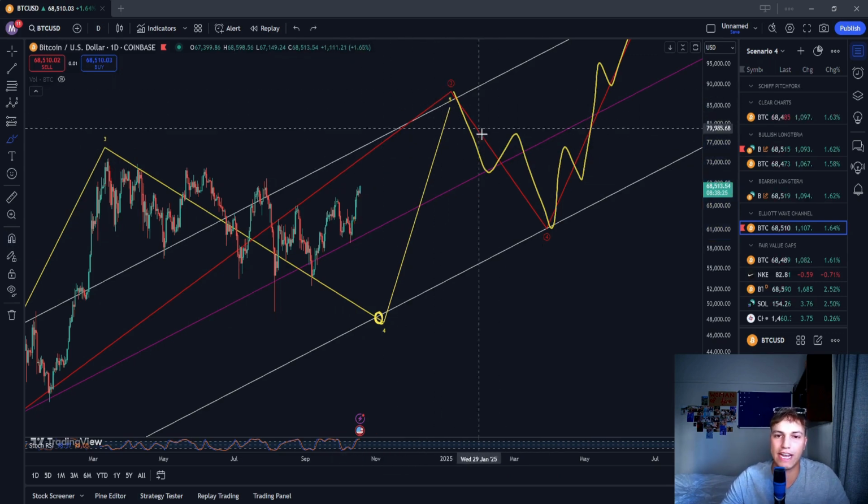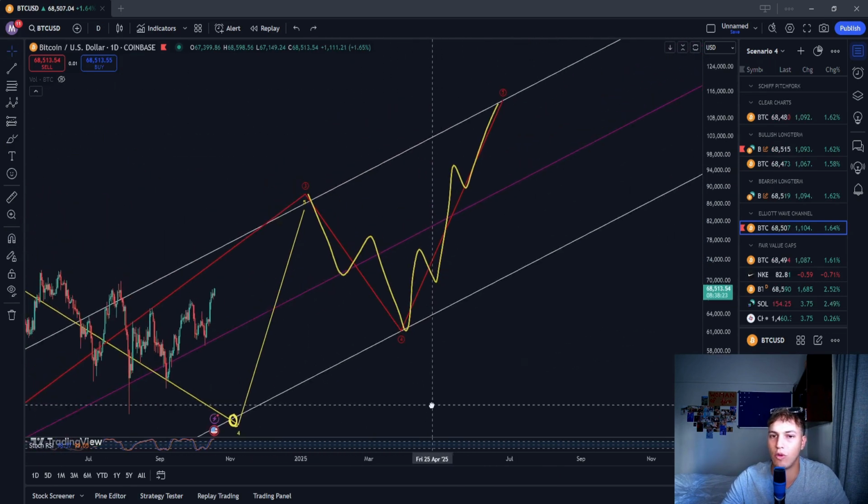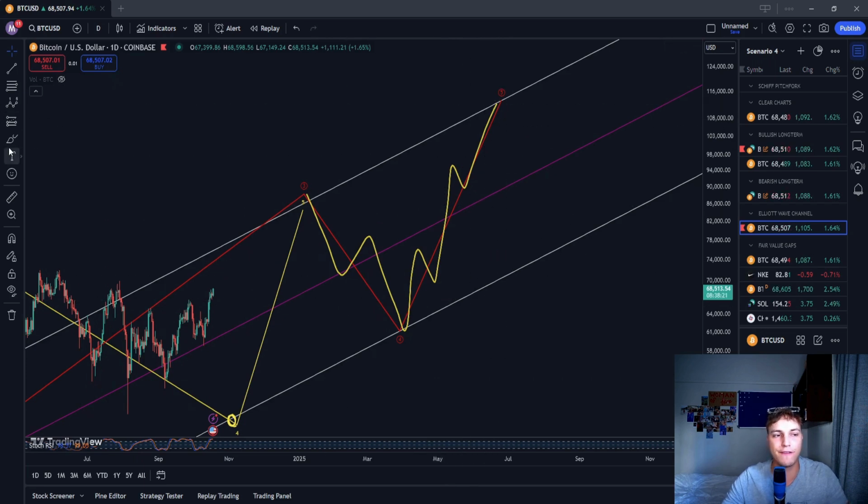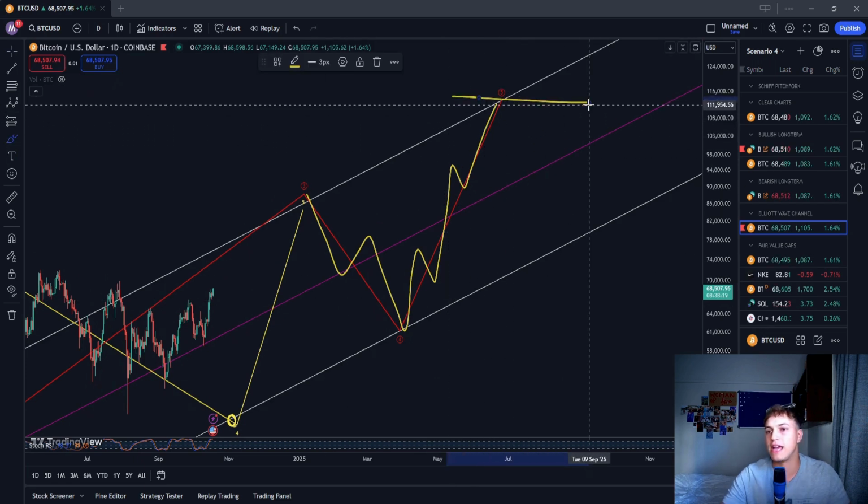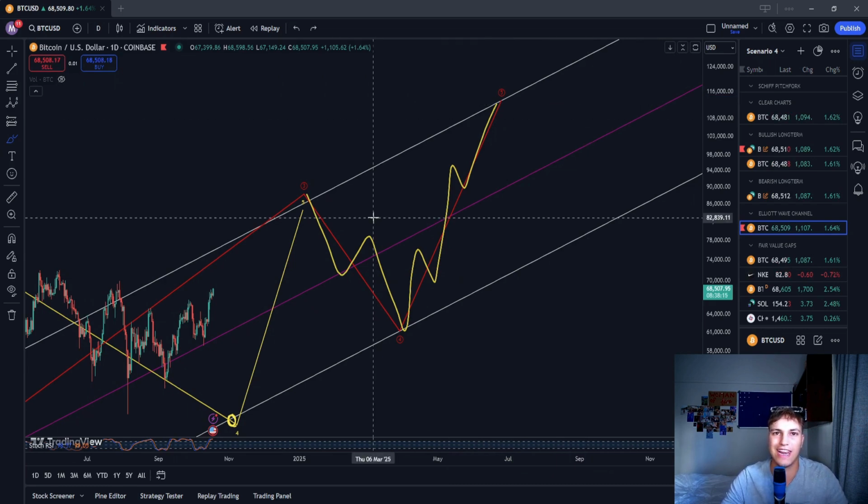After that, we should get a 3-wave structure down as seen in 4, and then a 5-wave structure up, finishing that bull market move towards that $110,000 to $130,000 level.